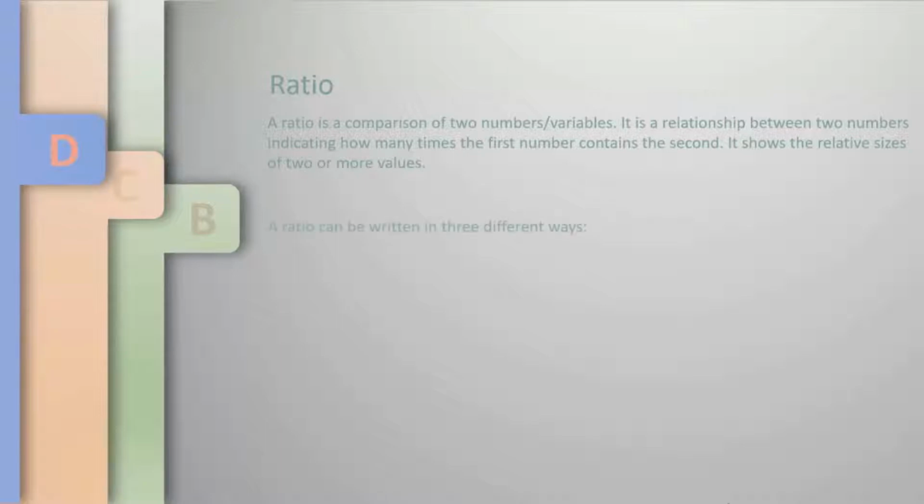A ratio can be written in 3 different ways: either as x to y, or x followed by a colon then y, or by writing it as a fraction, x over y.